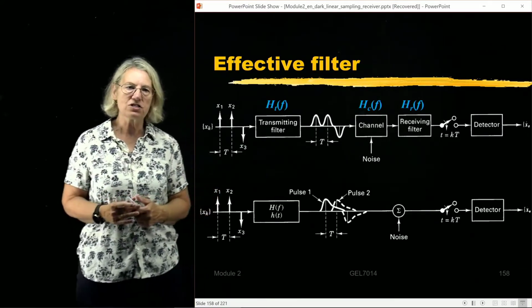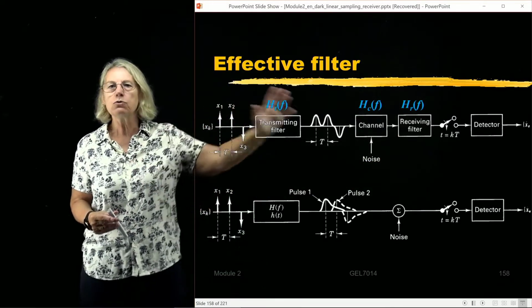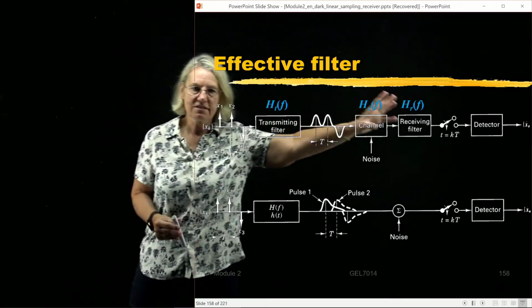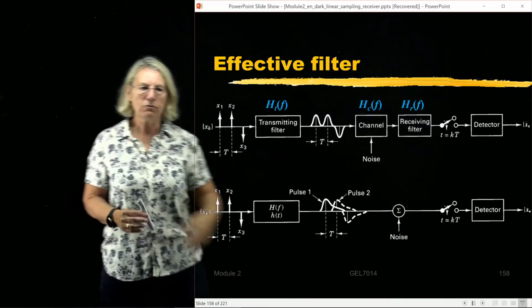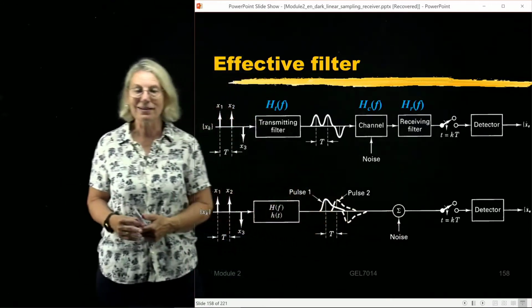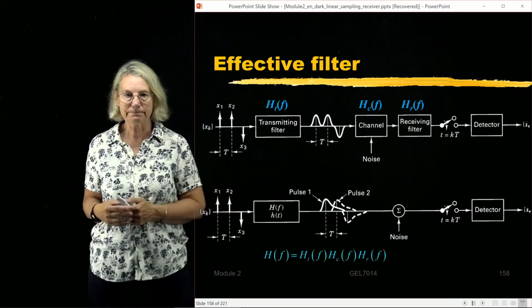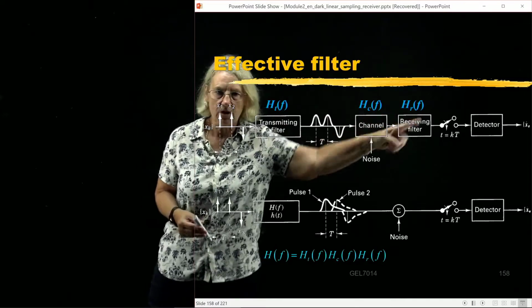So sometimes I just have one equivalent filter that I use for this system. And so I take all of these together and call them an effective filter. And then what I add is noise, which is band limited noise. And then I could do my sampling and my detection. And then this total effective filter would be the concatenation of all three.